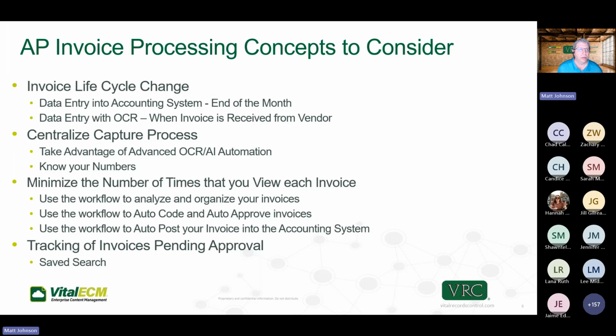The other thing that's super important to us as we build the workflows is we want to minimize the number of times that you have to touch each invoice. So we like FileBound to organize your invoices. We want to analyze your invoices so we can maybe do some auto coding, auto approving. And then if you've got a good integration with your accounting system, to be able to push that data directly into the accounting system. And then of course, at the end of the day, as part of the AP team, you need to be able to see what invoices are not approved yet. So today we'll make sure that you're familiar with how to find those invoices that are waiting to be approved.